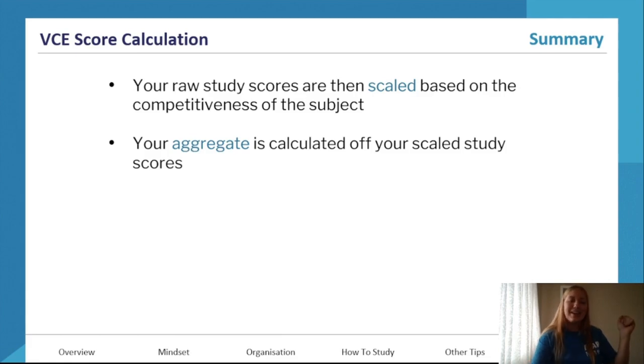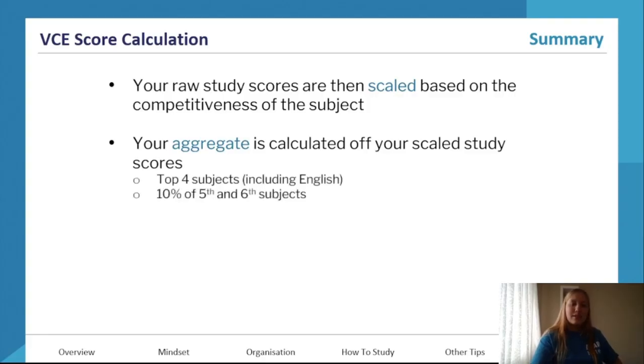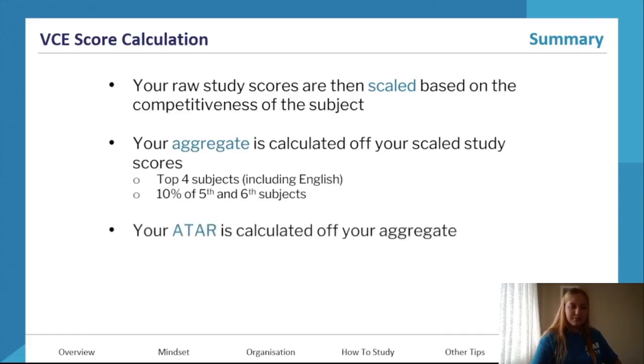So I've just explained aggregate again. Hopefully you all get it now. But your aggregate is, yes, calculated off your scaled study scores. Again, top four subjects, including English, and 10% of fifth and sixth subjects. Again, your ATAR is calculated off your aggregate score. And we looked at the table that showed from 2016 the distributions. You can refer back to it because it's pretty similar every year.